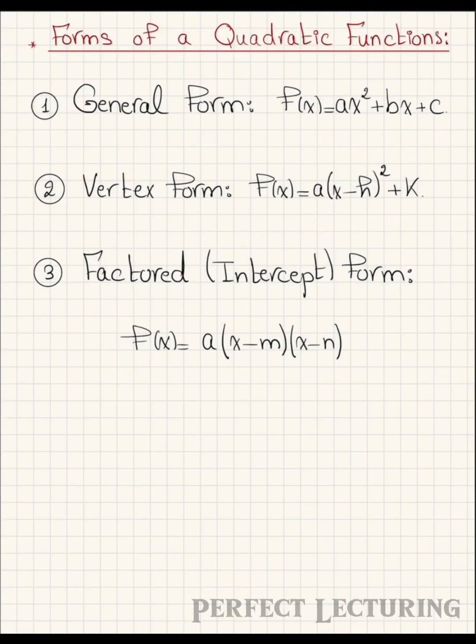A quadratic function can be expressed in the general form, which is f of x equals ax squared plus bx plus c, or the vertex form, which is a times (x minus h) to the power of 2 plus k, or some of them, not all the quadratic functions as you will see in a minute, can be expressed in the so-called factored form or intercept form, and this is how it looks.